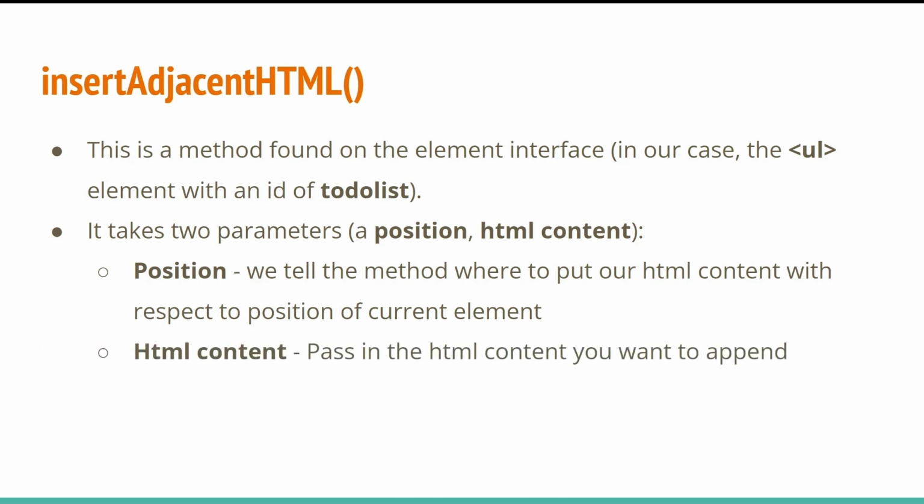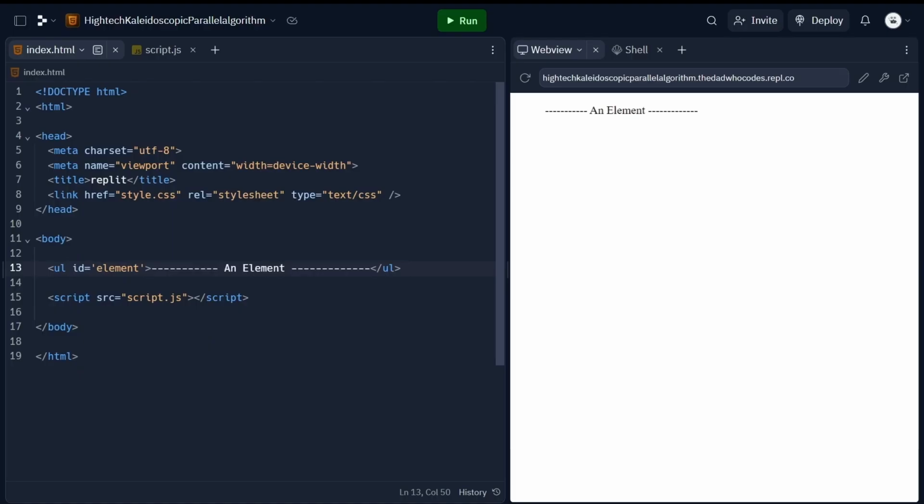The HTML contents is the new content that you want to add to a specific element. So in my case, it's going to be the LI elements, the to-do list that I want to add to my UL element. So I've just opened up a different Replit just to show you how this code works. What we have in this piece of code is a UL element with an ID called element, and it just has the words "an element" in it.